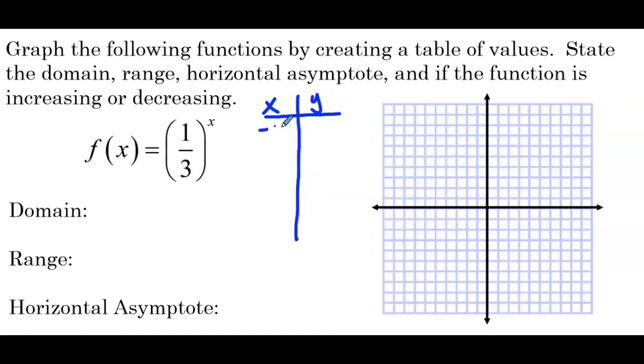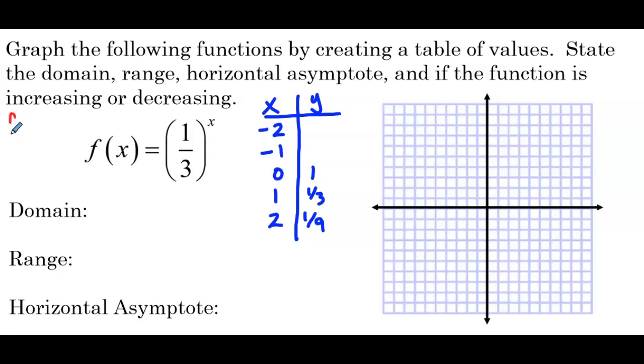Now for this function, we're going to go -2, -1, 0, 1, 2. So if we input 0, let's start with 0. 1/3 to the 0, that's just 1. 1/3 to the first, that's 1/3. 1/3 to the second power is 1/9. And then if we plug in a negative exponent, so I'll do that over here.